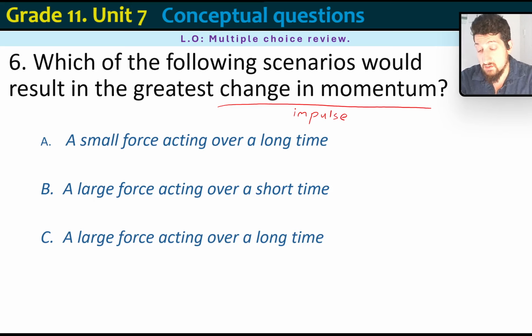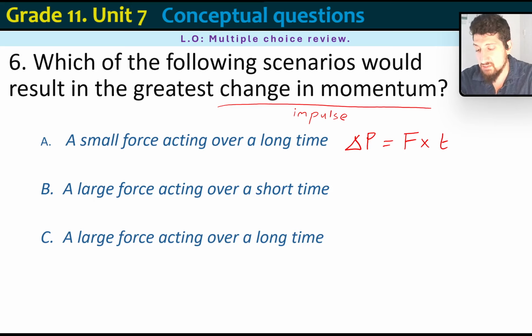Impulse is force multiplied by time. That's what impulse is, which is J, or if you prefer, I, impulse. Or if you prefer, we can even write delta P. All of these are impulse. So which one is it? Small force acting over a long time.